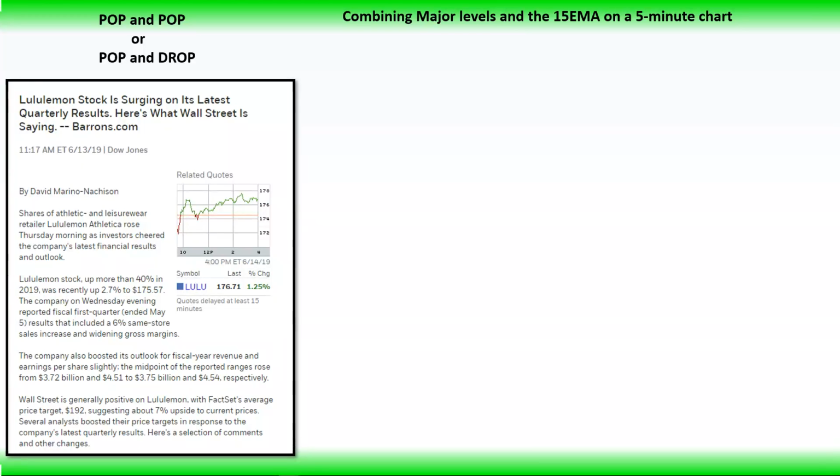So when stocks come out with earnings, we don't know, is it going to be a pop and pop, which means a gap and go? It's going to gap up and continue going up, or is it going to be a pop and drop?